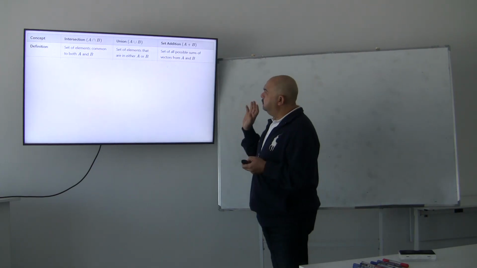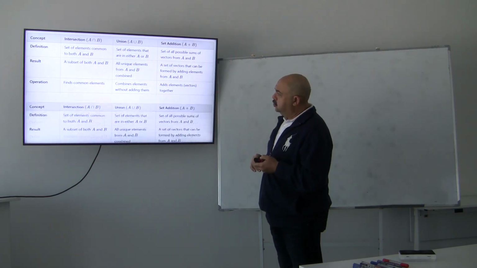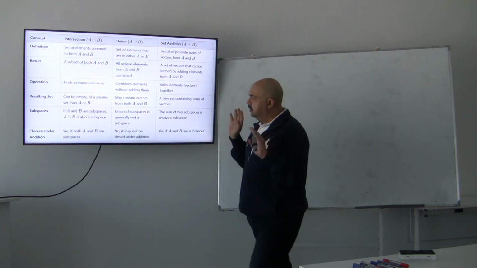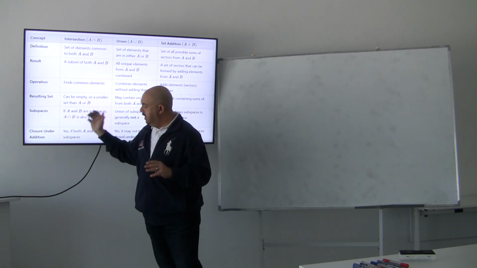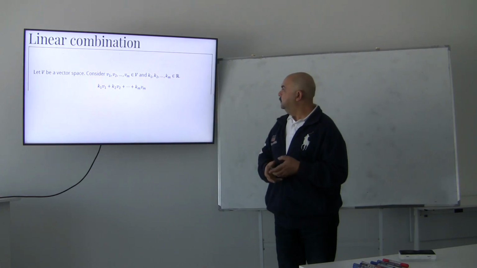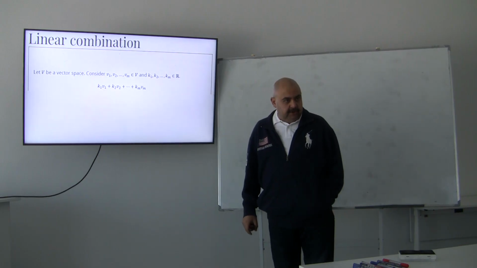Okay, here is a comparison between intersection, union, and addition. It's already written and I've sent it to you, containing everything from the definition, the result, the operation, the resultant set, the subsets, and the closure under addition. We already went through it. Now, let's get back again to the vector spaces.